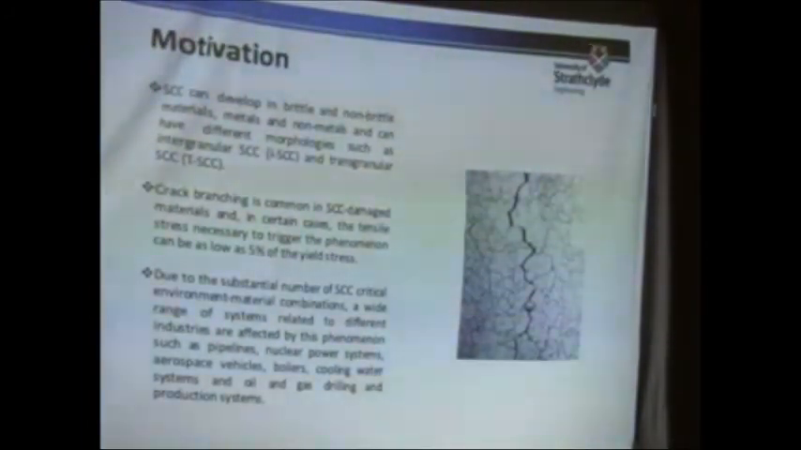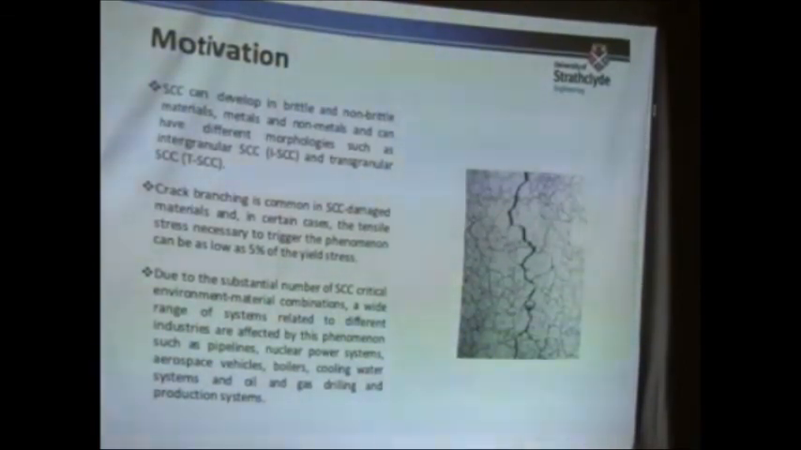This particular phenomenon can occur in both brittle and non-brittle materials, and it's pretty dangerous because it can happen when we apply even 5% of the yield stress to the structure, and it can happen instantly. And as you can see on the right hand side, things are mainly happening at the mesoscale or microscopic scale, whichever term you are comfortable with.